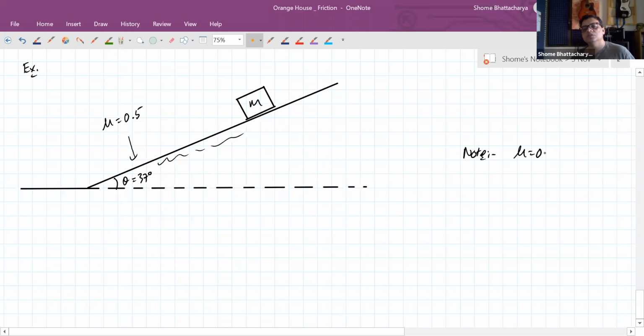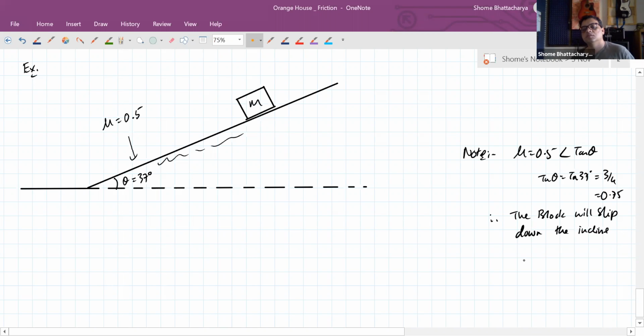Since mu equal to 0.5 is less than tan theta, tan 37, which is 3 by 4, so that's 0.75. So therefore the block will slip down the inclined plane if released on the surface.